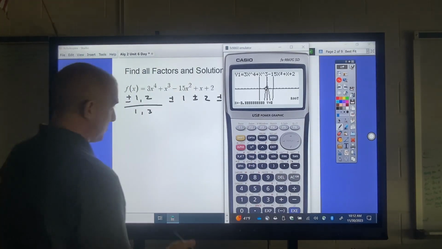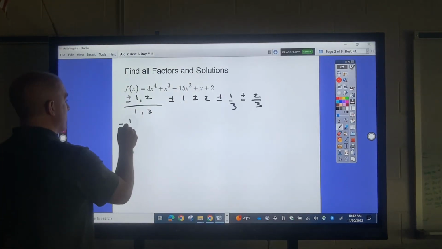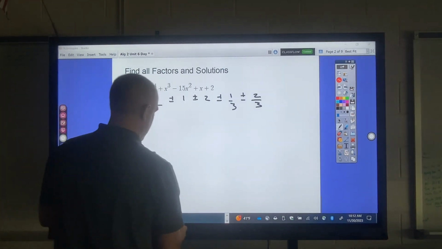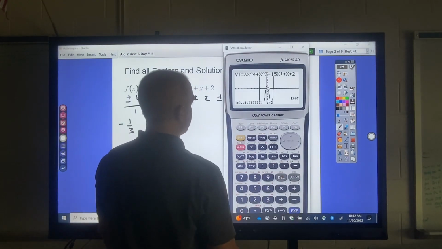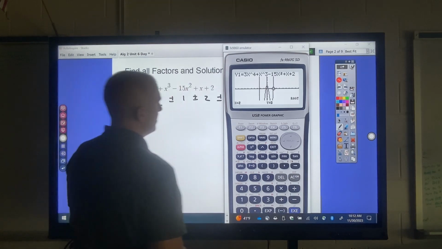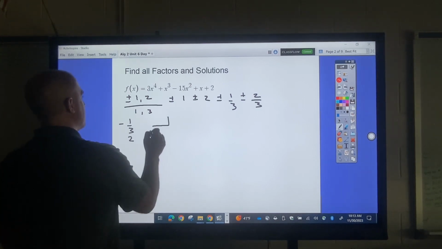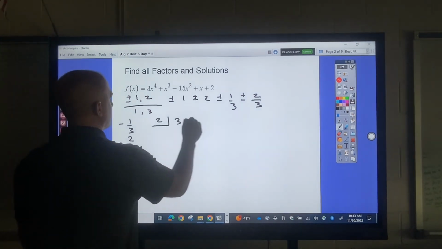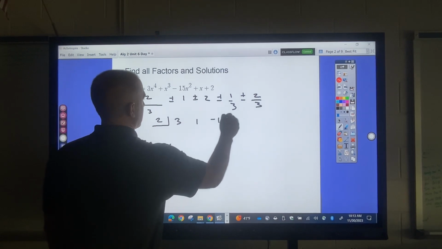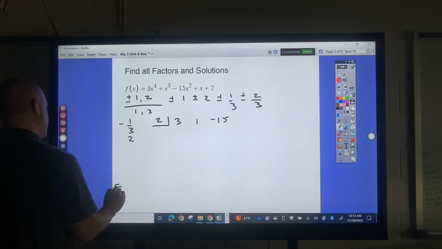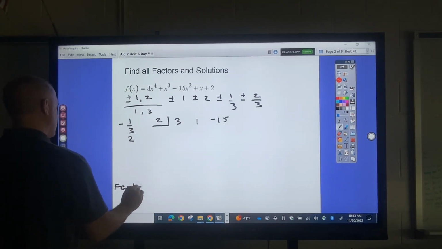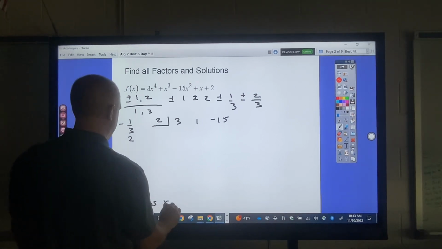That's not one of them. That is. So what do you think that is? That's going to be -1/3. That's one of them. That's not. 2 is one of them. So it saves you some time from trying a bunch of them. So I'm going to reduce this by 2 first. So I got factors and solutions. The solution I know is -1/3.